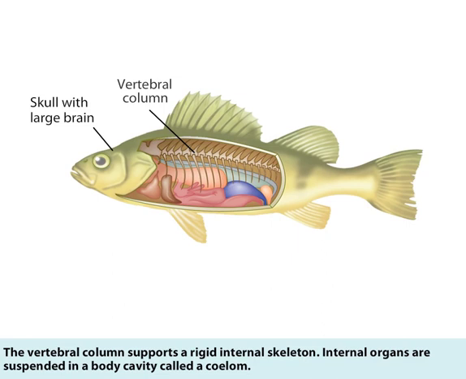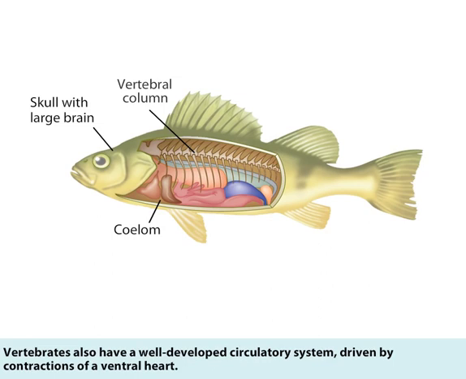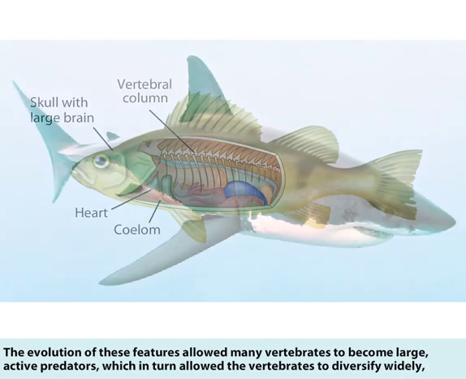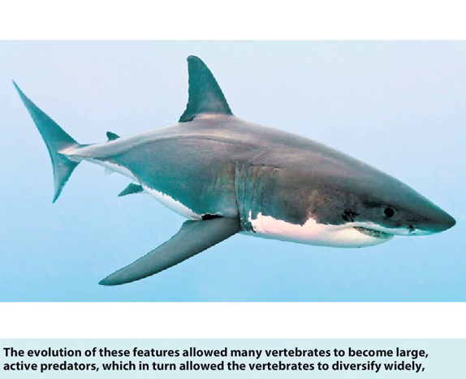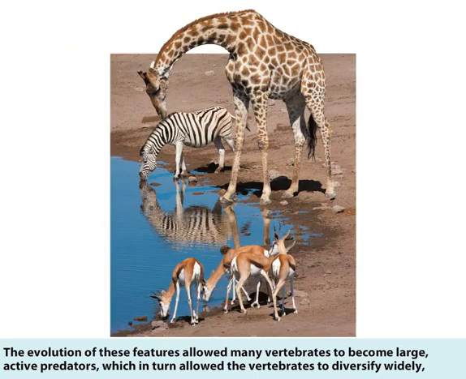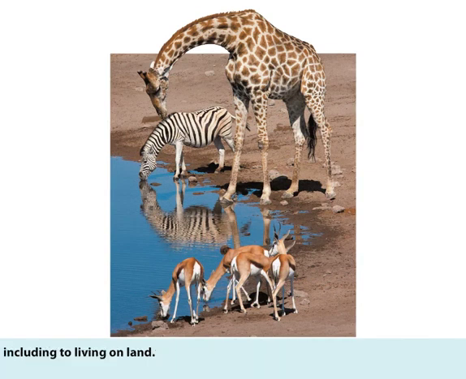Internal organs are suspended in a body cavity called a coelom. Vertebrates also have a well-developed circulatory system driven by contractions of a ventral heart. Specialized structures for locomotion, such as fins, and feeding, such as jaws and teeth, evolved among the vertebrates. The evolution of these features allowed many vertebrates to become large, active predators, which in turn allowed the vertebrates to diversify widely, including to living on land.